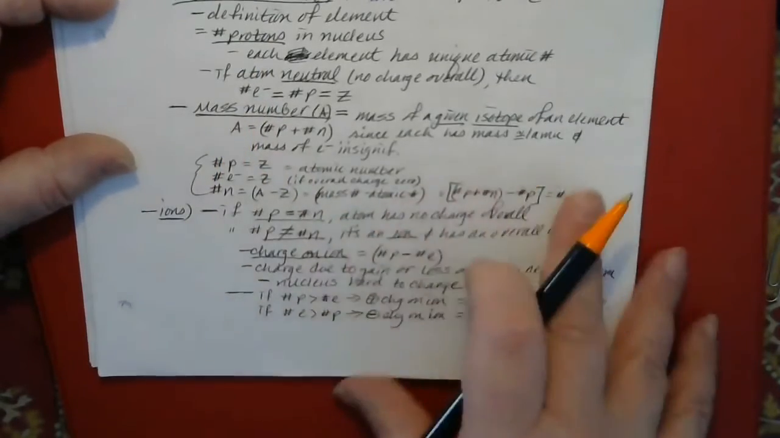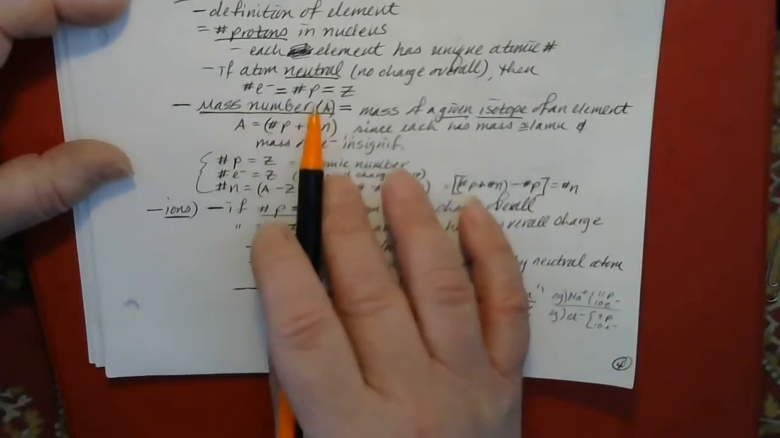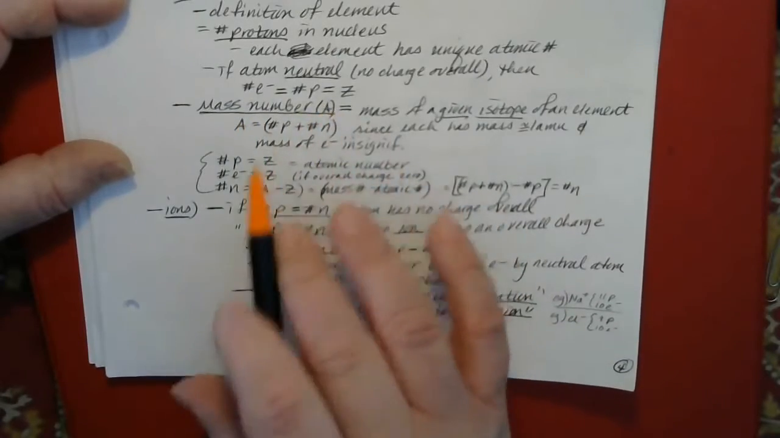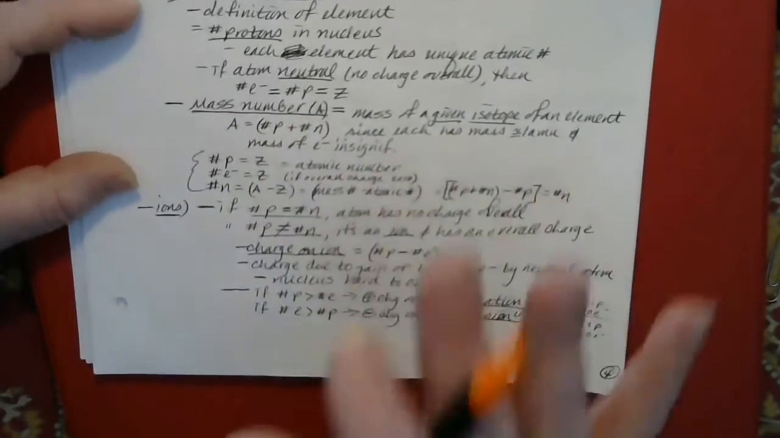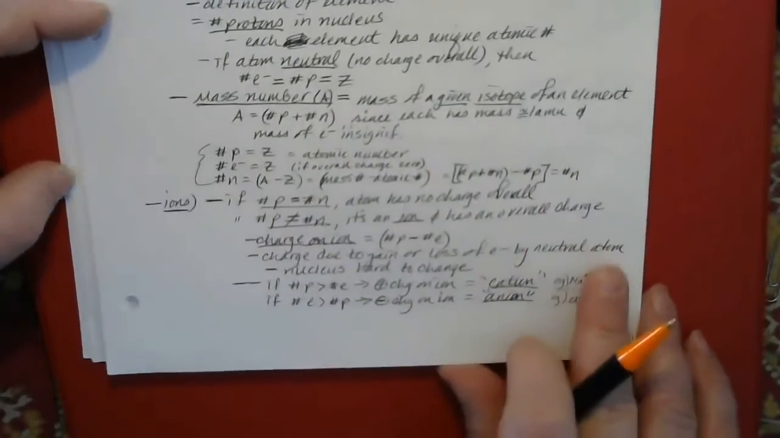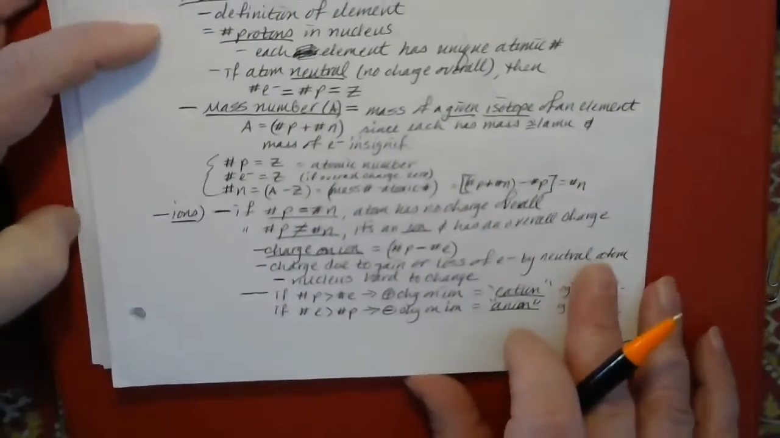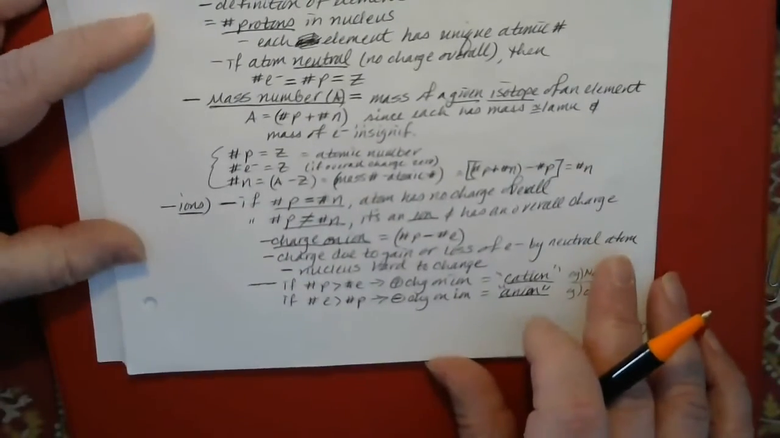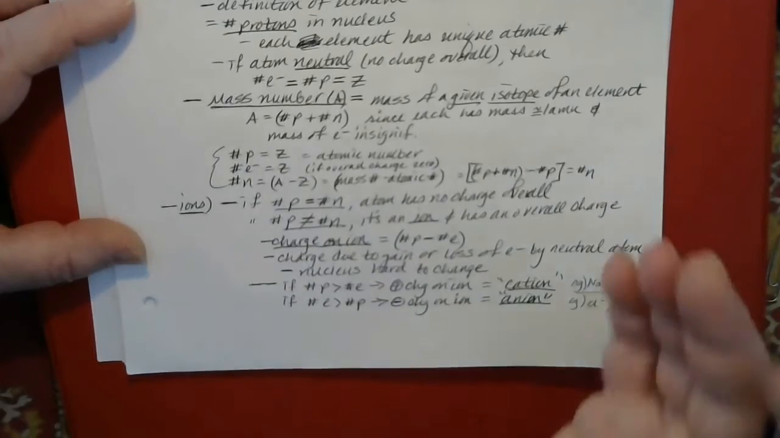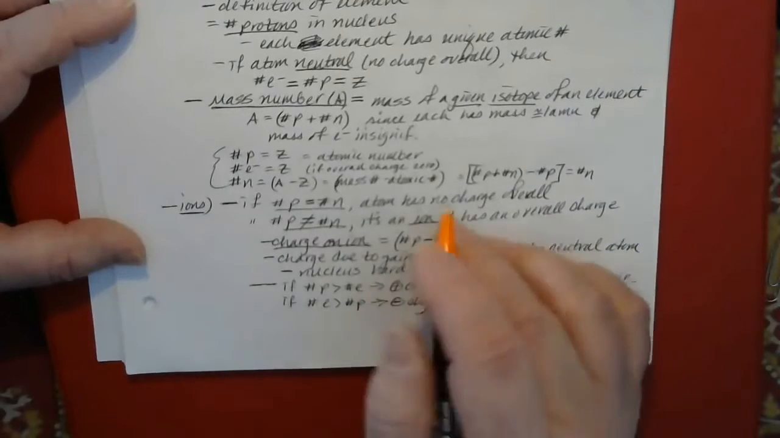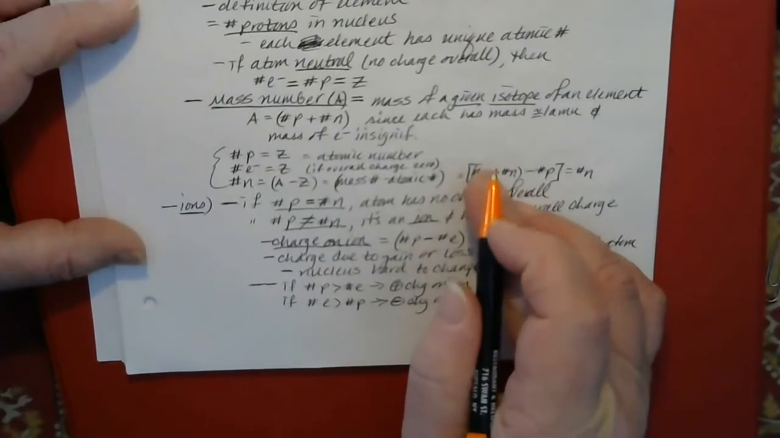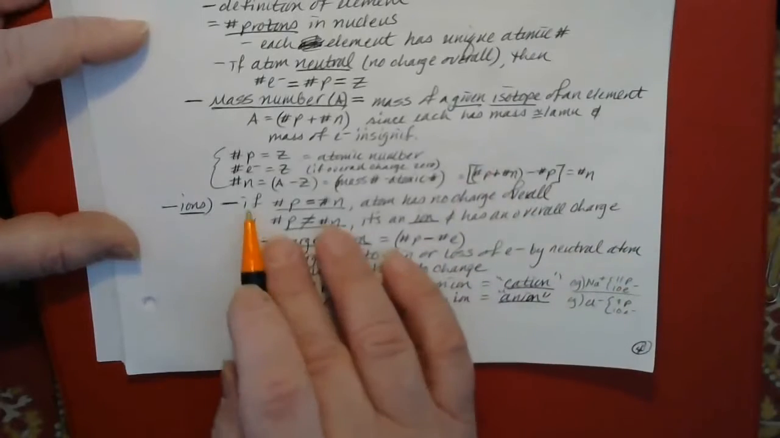That's slightly different. The mass number, or capital A as it's symbolized, only applies to one particular isotope of an element. Most elements have more than one isotope. And an isotope, again, is just atoms of the same element with different numbers of neutrons and therefore different masses.